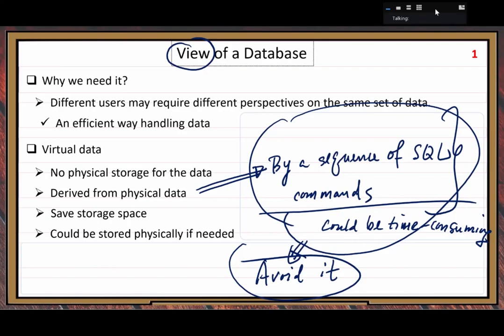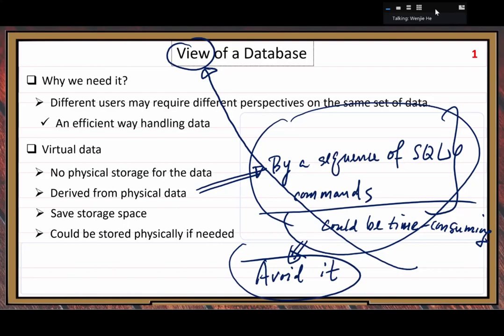So you store the generated result as a virtual table. Virtual table, that's the view. Okay. As a view, you store it. It's a virtual table. You store it as a view. If necessary, you can store it as a table. That's the physical data.